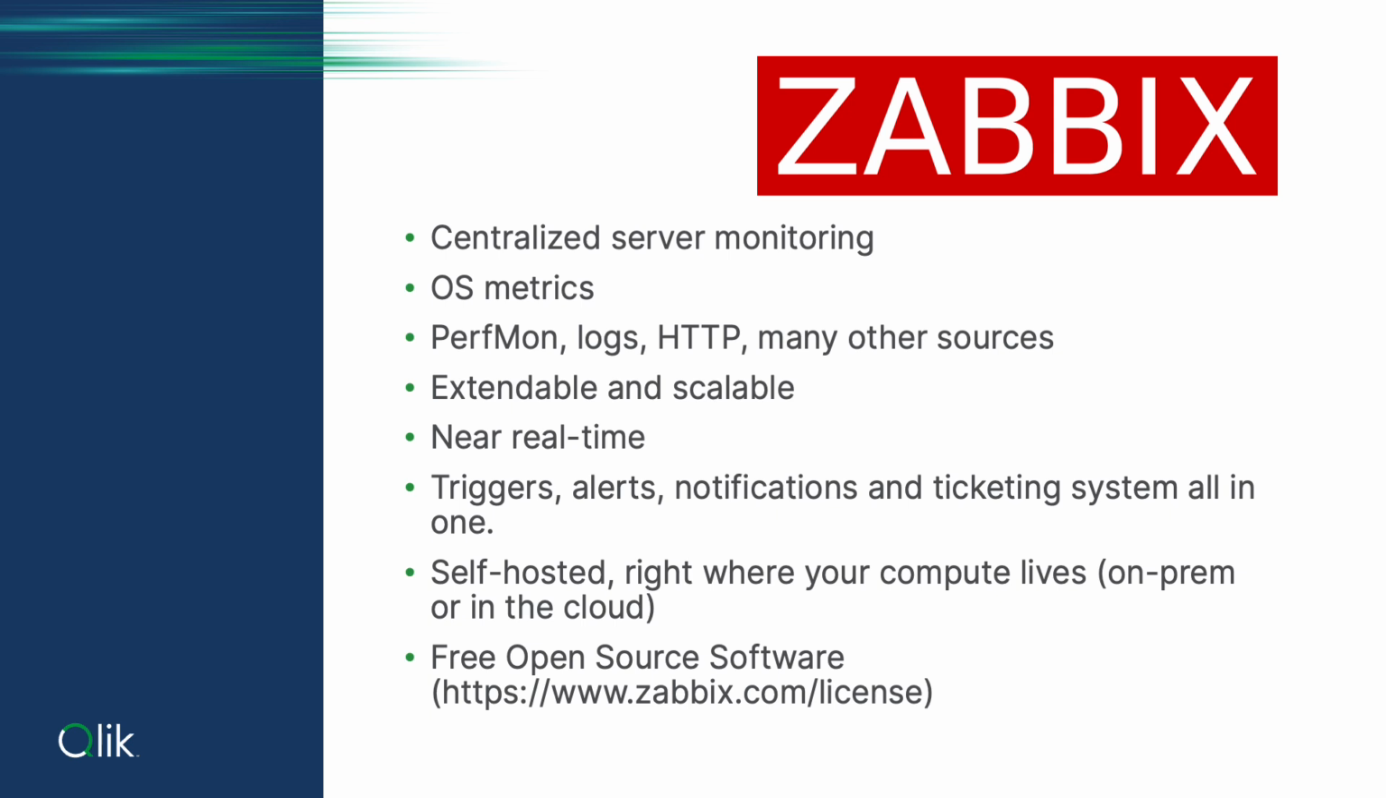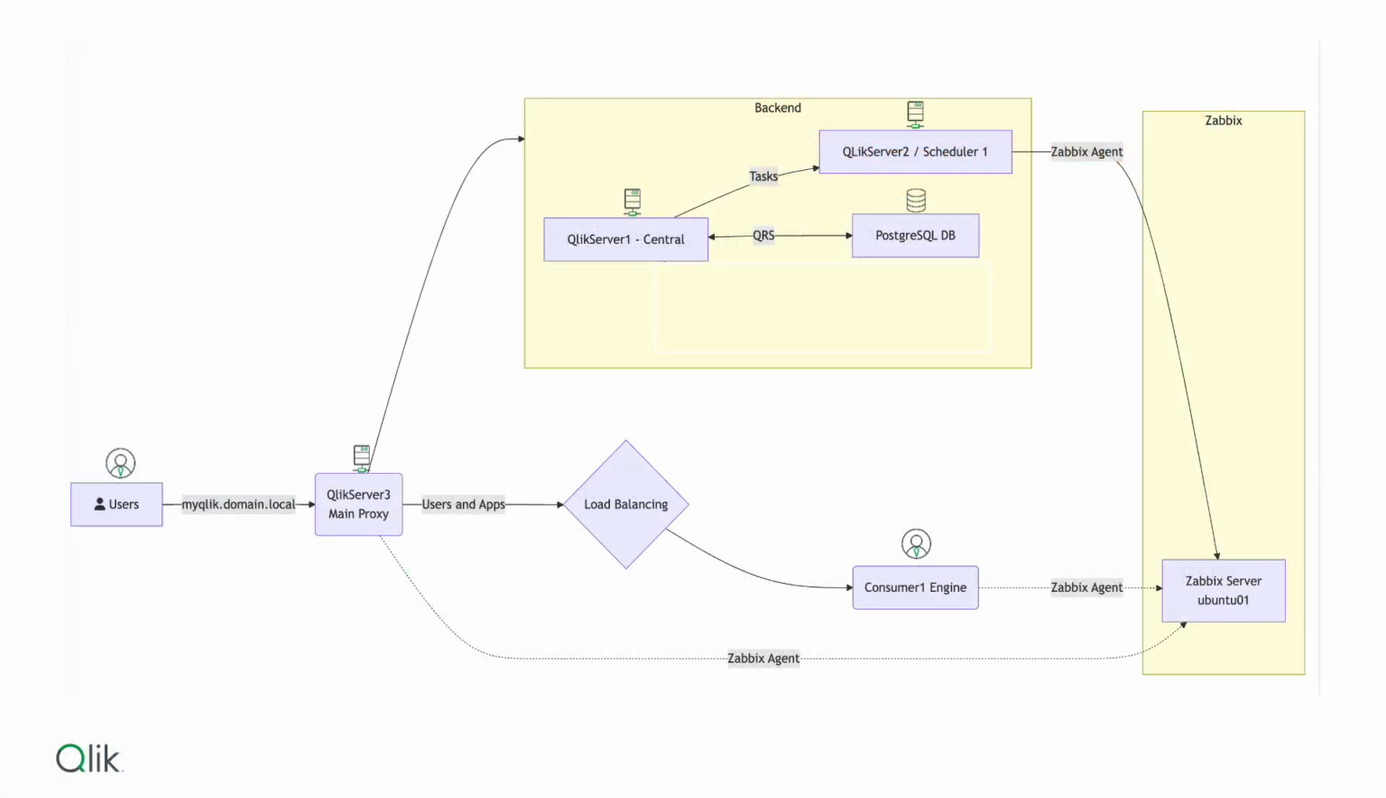So can you tell us about the environment you're going to be demonstrating for us today when you're setting up that Zabbix monitor? Of course. Very simple layout. We have a 3-node multi-node setup with a dedicated node for scheduler and a dedicated node for application consumption. So our users will be coming into the system using myqlik.domain.local. This will be directed to Qlik server 3, which is acting as our main proxy, and it is load balancing right now against itself only.